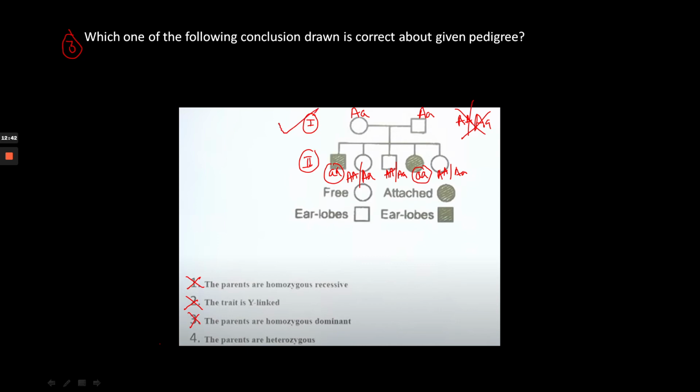So yes, the parents being heterozygous in nature is actually getting fulfilled here, and they are giving the right idea about the diseased children and the unaffected children. So yes, the parents are heterozygous. So this one is your correct statement.